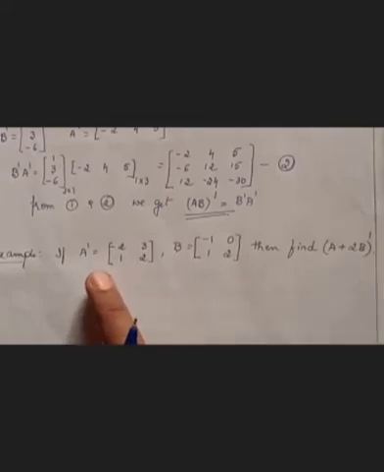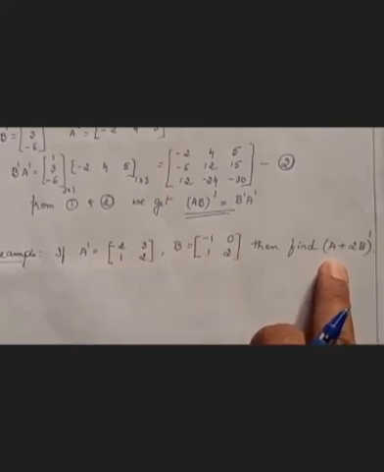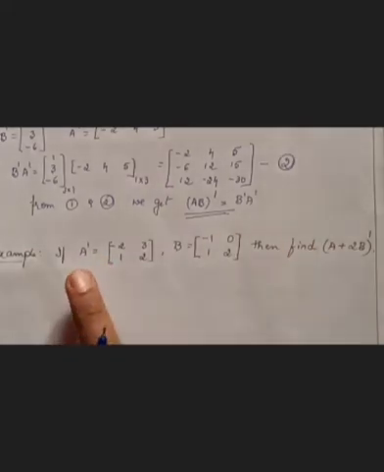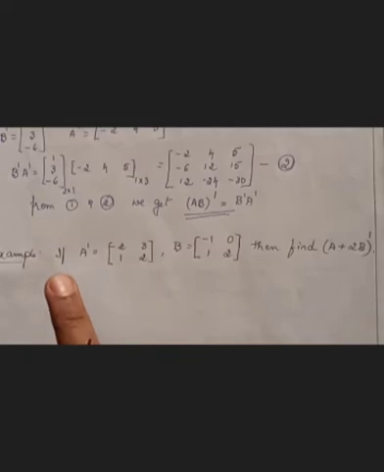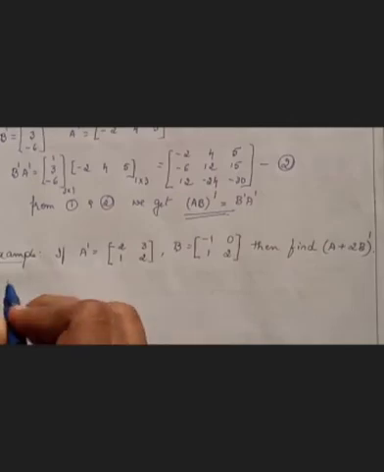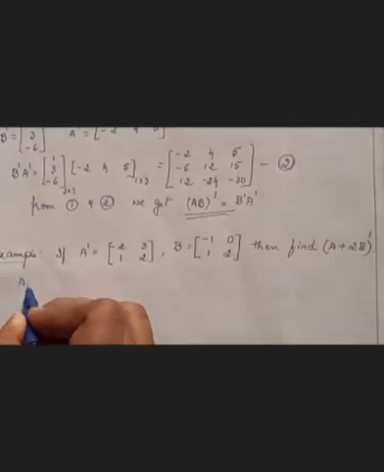So A dash is given. Here we have to use the matrix A. So first find out what is the matrix A. If you know the matrix A, you can write the transpose. If you know the transpose, we can write the matrix A again by interchanging the rows and columns here. Okay. So first find out the matrix A.